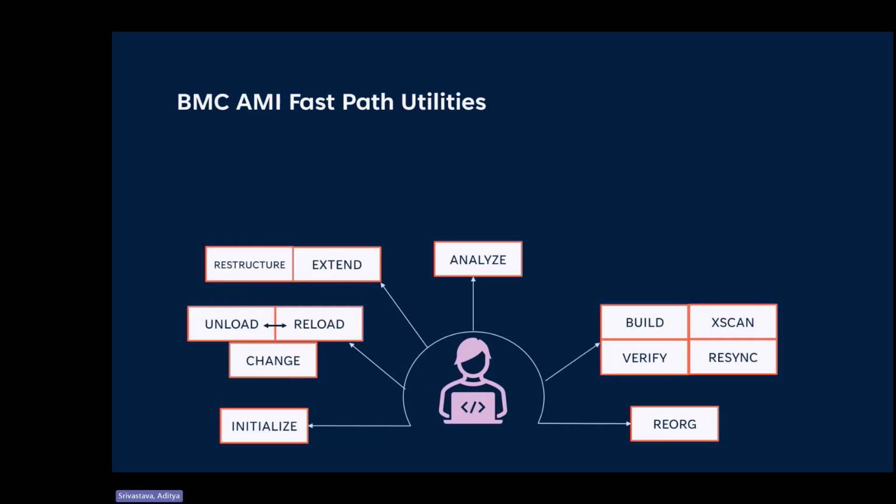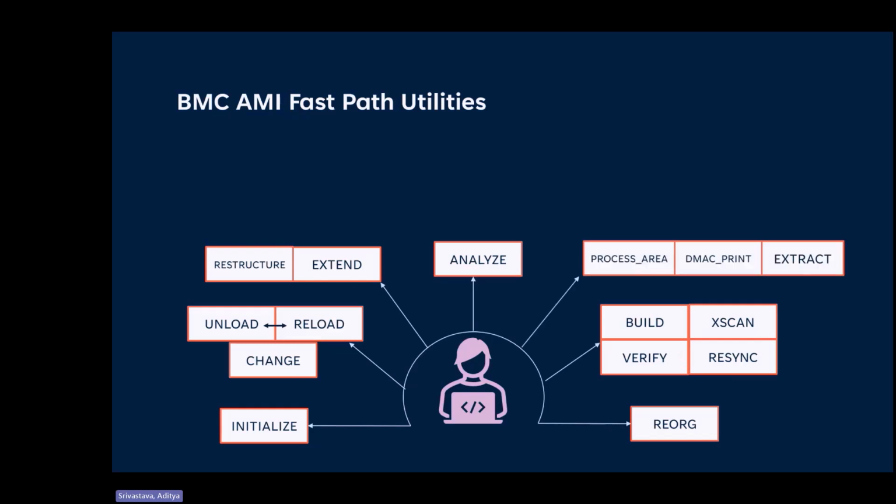And then we have a number of utilities which support secondary indexes. Resync here only supports BMC's PFX indexes. The rest all support all types of indexes, that is FPSI and PFX. And then we have a number of other utilities which are really helpful for a DBA. I have named a few of them: Extract, DMAC, Print, Process Area, and we have others as well, which I have not written down here. So these are the majority of the Fast Path utilities.